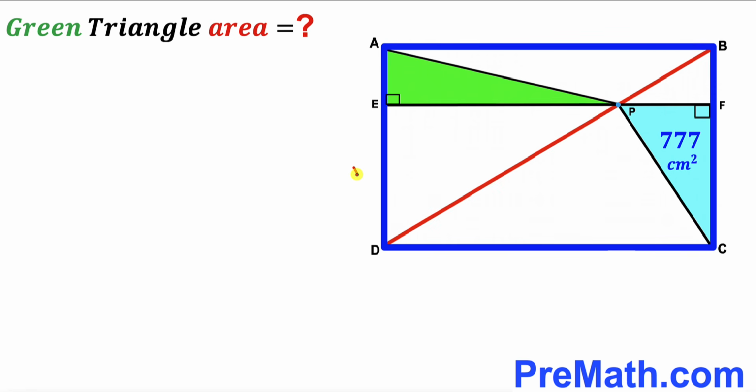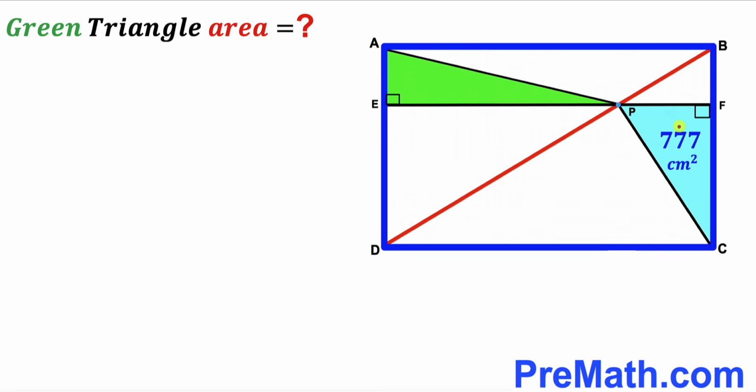In this video, we have this blue rectangle ABCD along with this diagonal BD, as you can see in this given diagram. Moreover, we have this horizontal perpendicular EF that intersects this diagonal at this point P. As a result, we end up with these two triangles: the green shaded right triangle AEP and the blue shaded right triangle CFP.